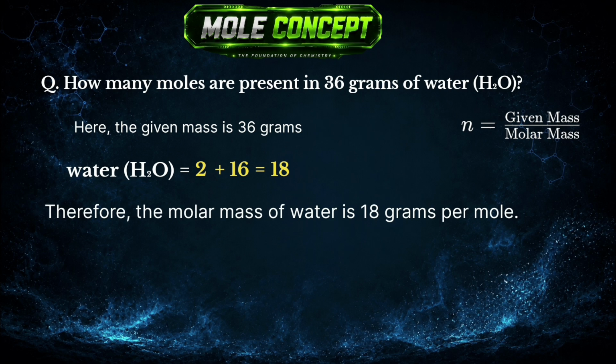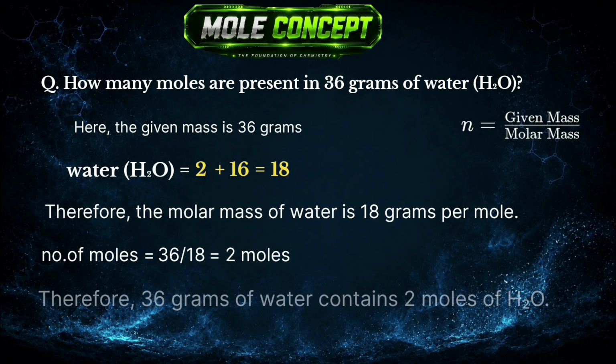Now substitute the values into the formula. Number of moles equals 36 divided by 18. Number of moles equals 2 moles. Therefore, 36 grams of water contains 2 moles of H2O. Great job. By now you've seen that every question follows exactly the same method. Let's solve one final question to make sure this process becomes completely clear.